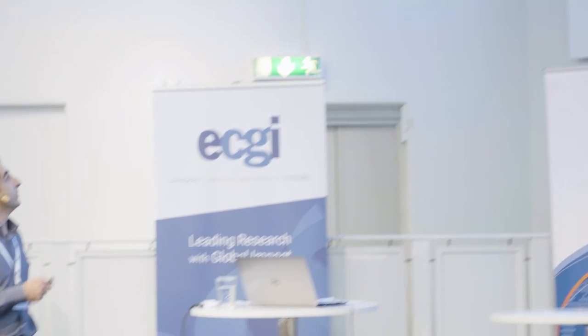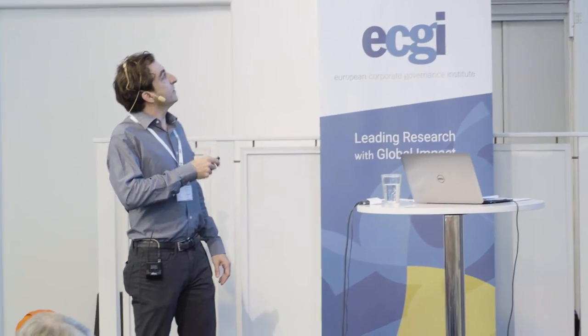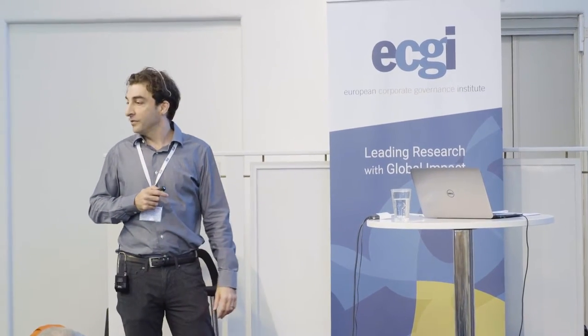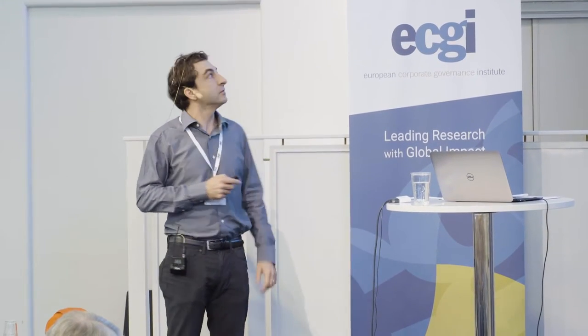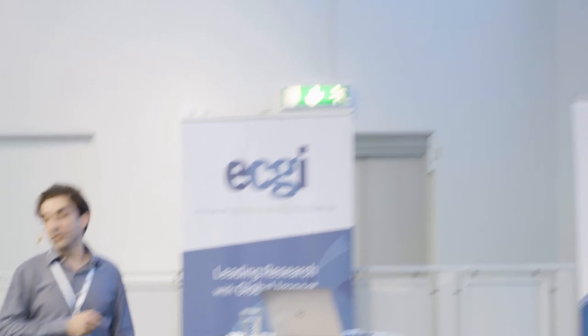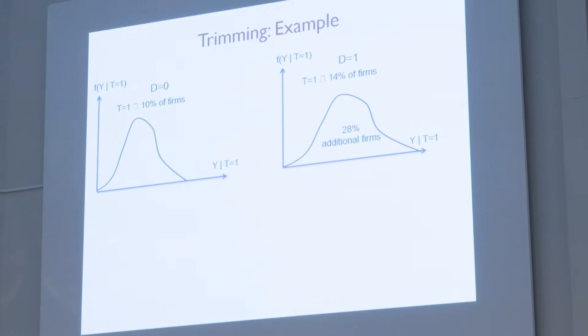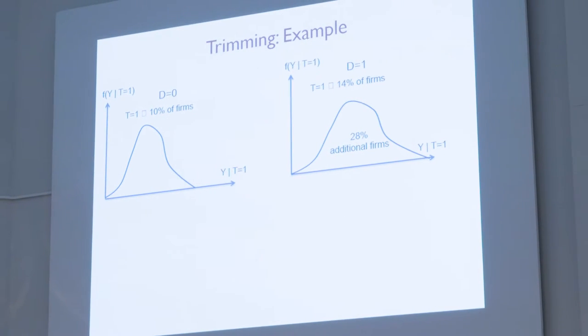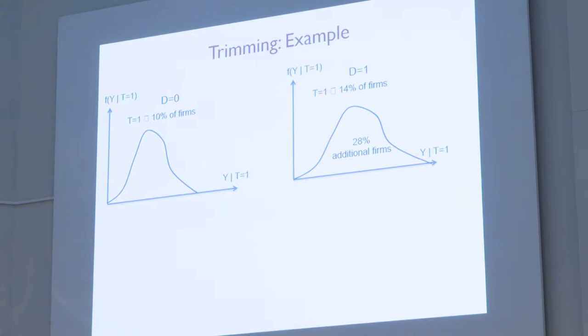Let me do it with a graph. So these are the firms with anti-takeover provisions. About 10% of those merge or are subject to a takeover. These are the firms without an anti-takeover provision. About 14% of those are taken over. So there's 28% additional firms here that are not there. But under monotonicity, I know these ones are there, but there are some additional ones.